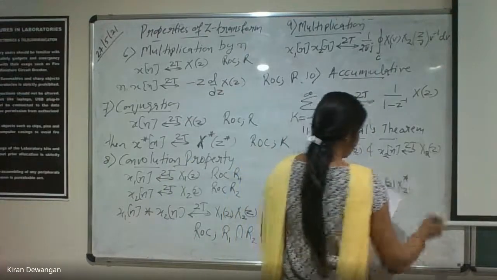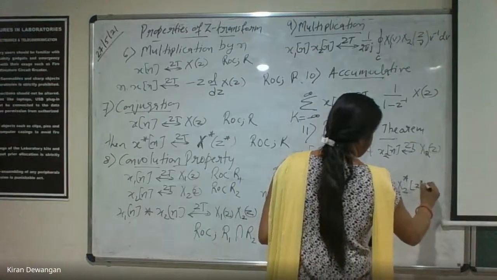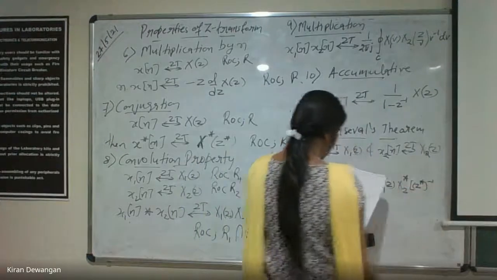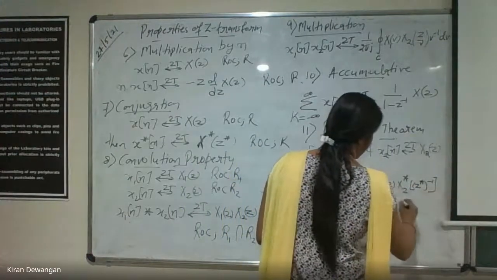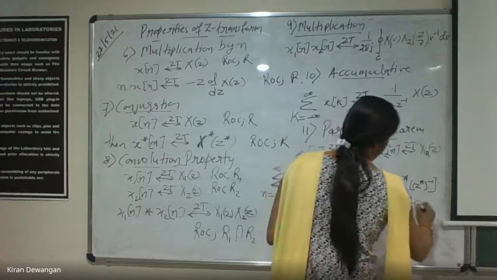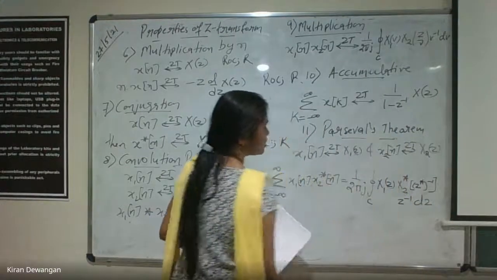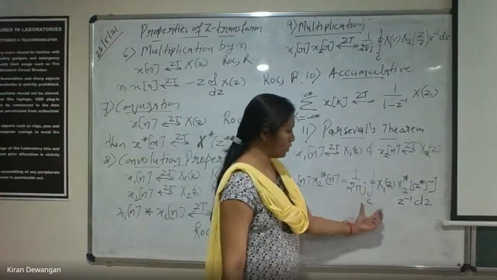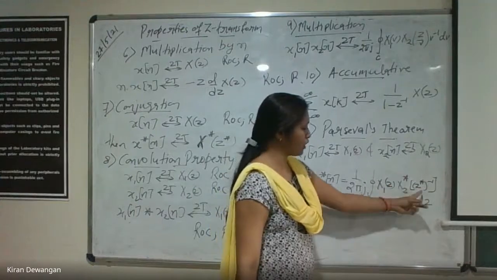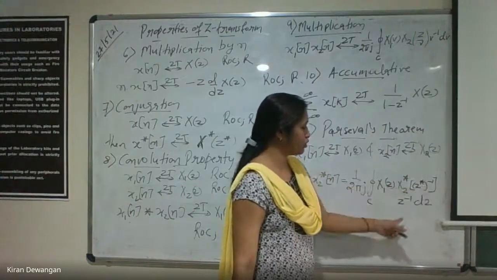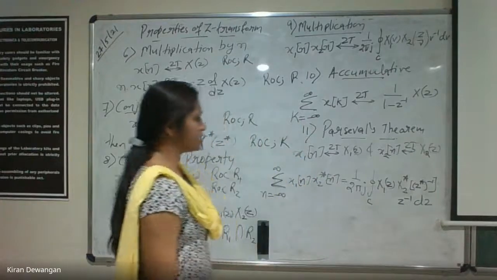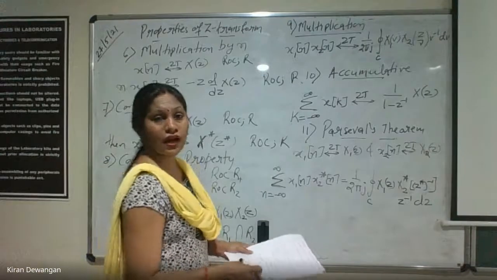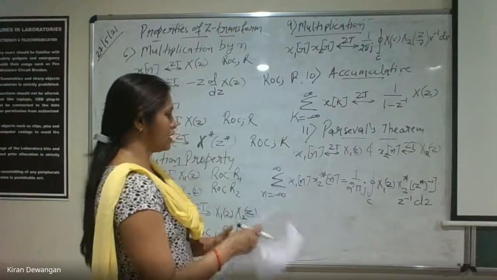X2 conjugate of z conjugate, with z conjugate to the power minus 1 into z to the power minus 1 dz. This is the entire contour integration: 1 by 2 pi j, contour integration of X1(z) X2 conjugate, where it is z conjugate to the power minus 1, z to the power minus 1 dz. This is our Parseval's theorem. Definitely x1(n) and x2(n) have to be complex numbers.